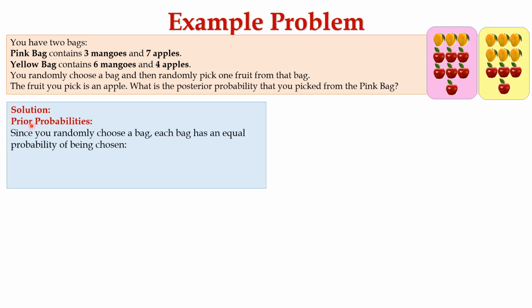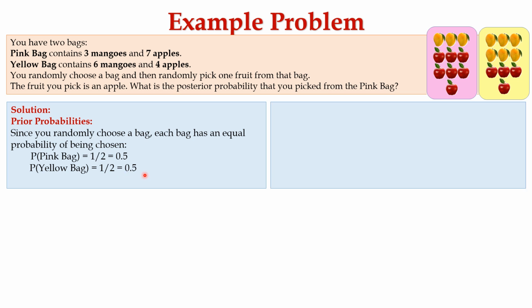Let's find the solution with prior probabilities. Since you have randomly chosen a bag and each bag has an equal probability of being chosen, the probability of pink bag is equal to 1 divided by 2, which means we have a total of 2 bags, out of which we are choosing the pink bag. So it is 1 by 2, which is equal to 0.5. Similarly, the probability of yellow bag is equal to 1 by 2, which is equal to 0.5.